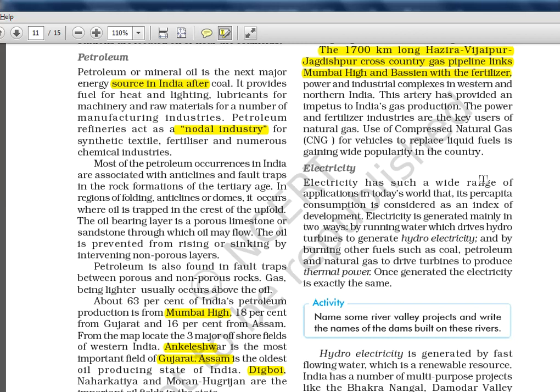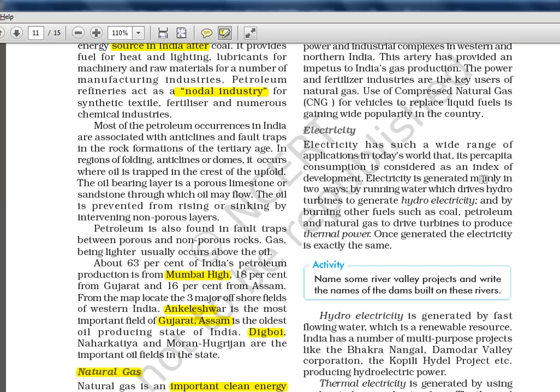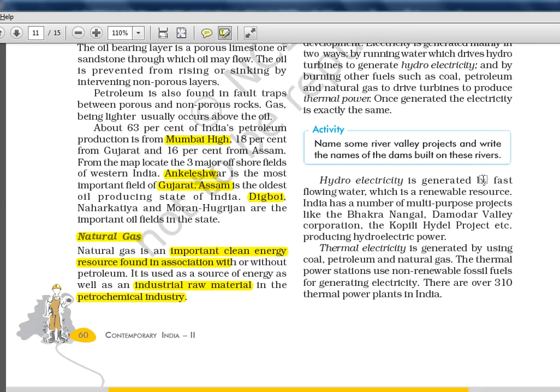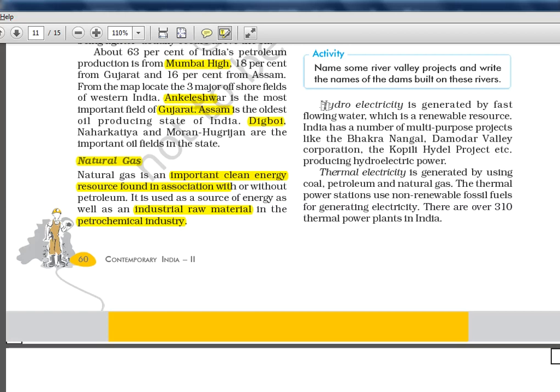Electricity has such a wide range of applications today. So electricity they are mentioning again, not much important. Hydroelectricity we know with water. Bhakra Nangal Dam we saw in Sutlej Basin. Then Damodar Valley Corporation is there in eastern India. Kopili Hydel project, I am not sure where it is, try to find out.